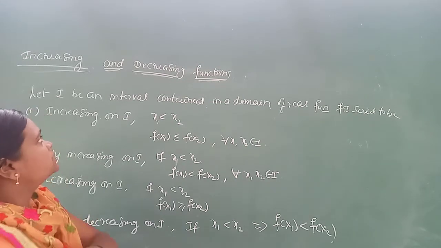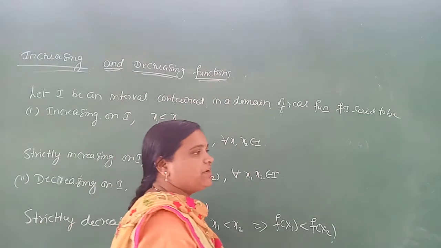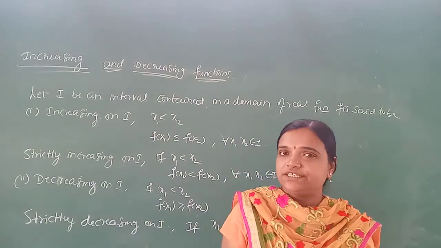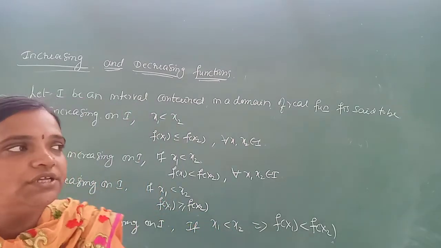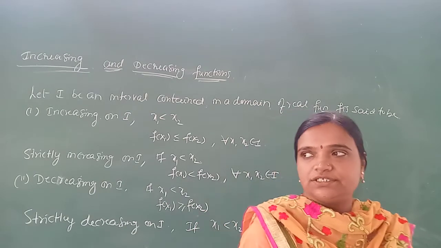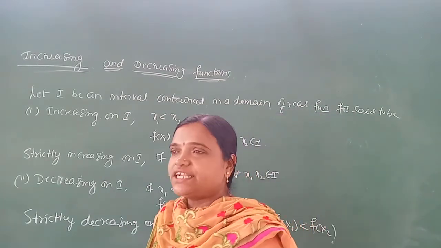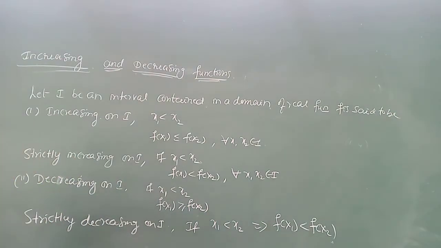See, last class we learned increasing and decreasing functions. Based on that, if dy by dx is greater than 0, it is an increasing function. If dy by dx is less than 0, it is a decreasing function. If dy by dx is equal to 0, it neither increases nor decreases. But there is another type of definition for the same functions.